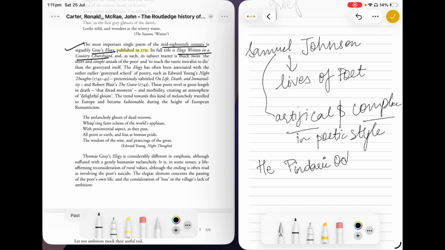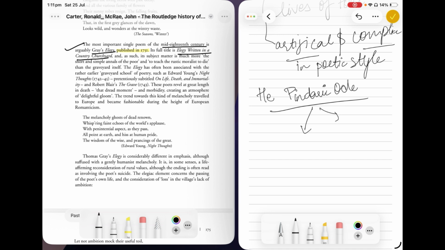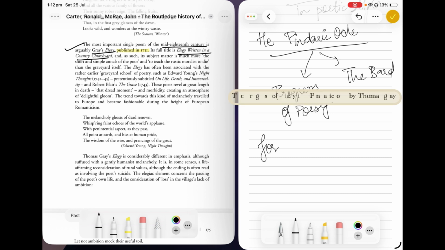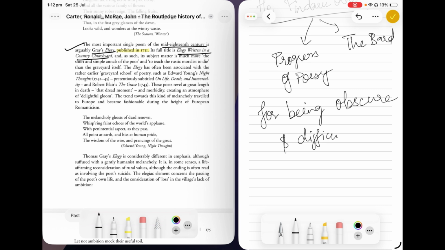I don't want to make it tougher, I want to make it easier. But I will tell you the two data points. He criticized Thomas Gray for the Pindaric odes, The Progress of Poesy and another work, The Bard, for being obscure, and another thing is difficult to understand for common people. He targeted Thomas Gray. So this much we have completed.